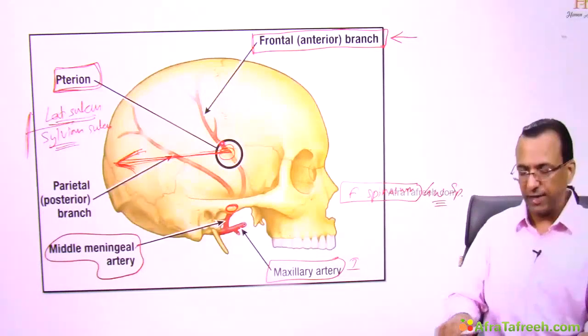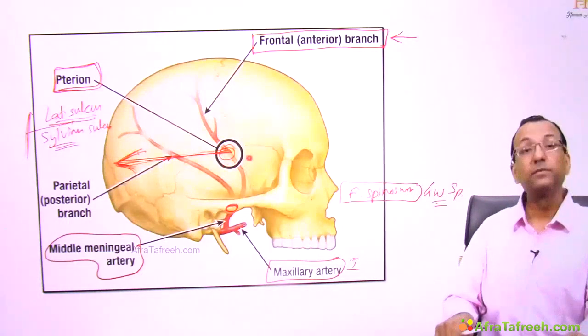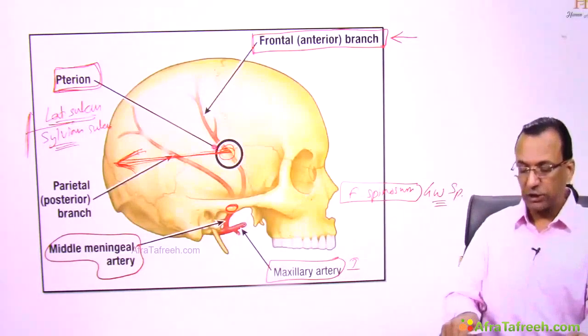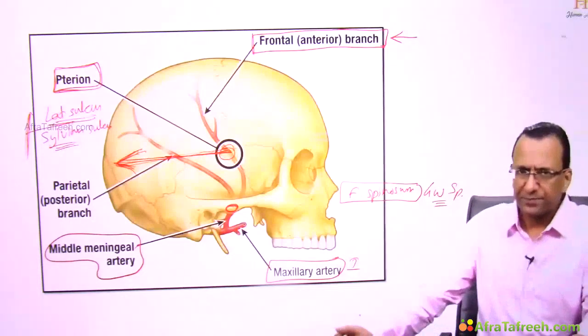Yes, actually lateral sulcus of cerebrum is also called Sylvian sulcus. This is Sylvian point. That is Sylvian point? Yes. Sylvian point is deep to pterion, and that is the beginning of the lateral sulcus of the brain. So a lot of information here.